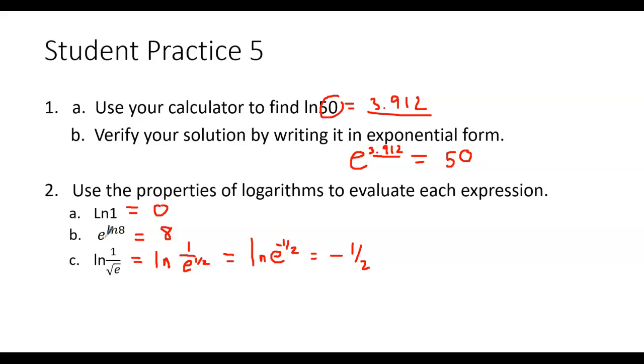On this one, this is property 4, where this base matches this base, because this ln is base e, leaving us with 8. For this one, we don't like fractions of square roots, so I changed the square root to a half power. I don't like this being a fraction, so I move the half to the top and make the power a negative. And now using property 3, the fact that this base matches this base, those cancel each other out and leave you with -1/2 as the final answer there.